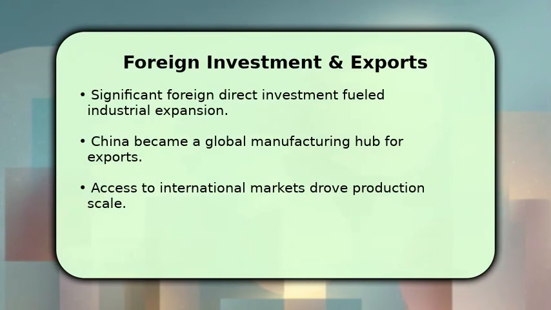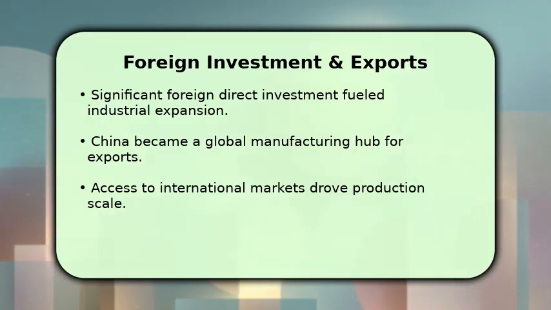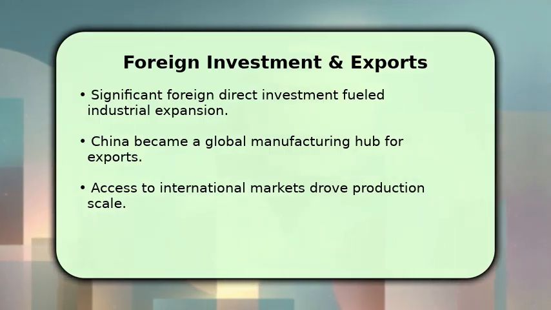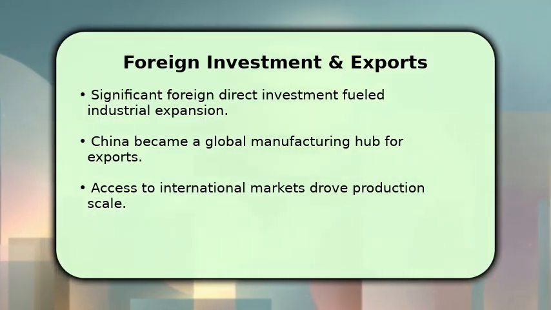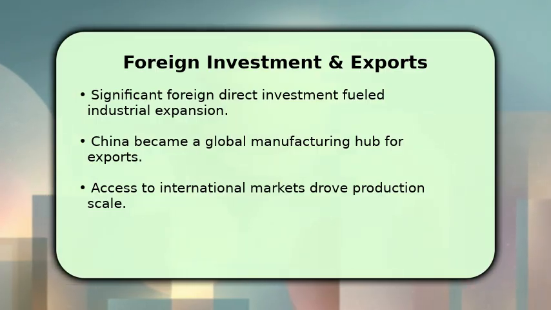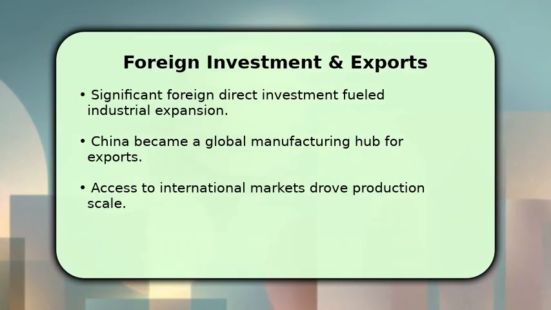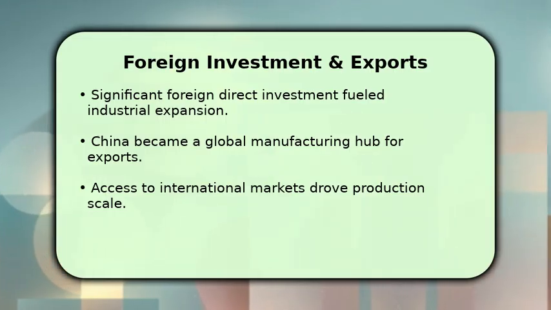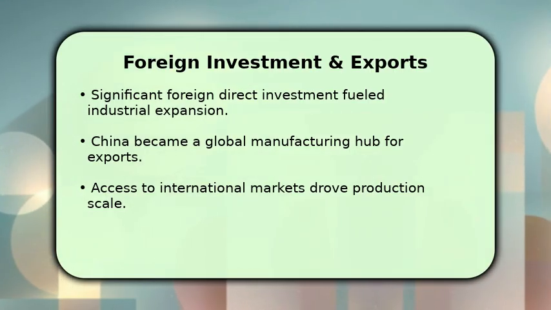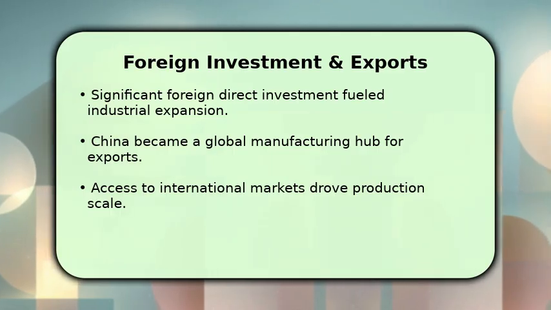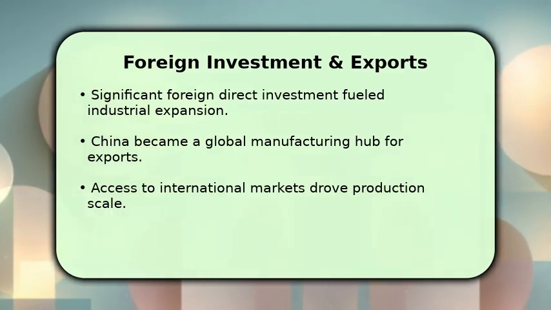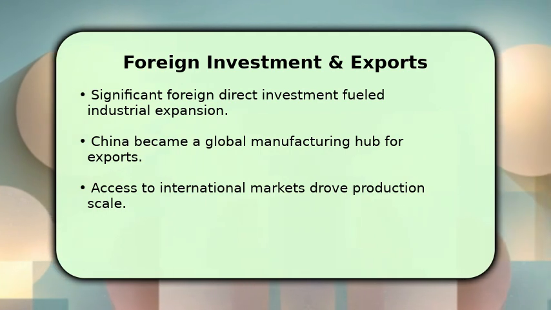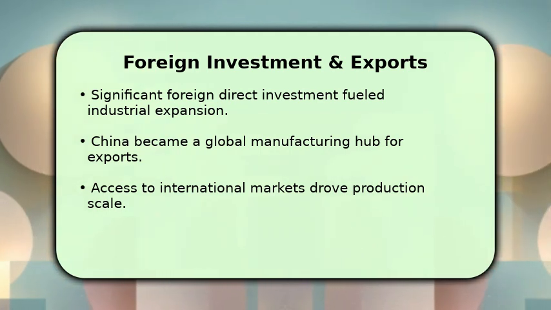Attracting massive foreign direct investment was another cornerstone of China's rapid industrialization. Global companies invested heavily, bringing capital, management expertise, and advanced technology. This influx of foreign capital was often directed towards export-oriented manufacturing. By focusing on producing goods for international markets, China rapidly scaled up its industrial capacity. This export-driven strategy allowed the nation to integrate deeply into the global economy and achieve substantial growth.